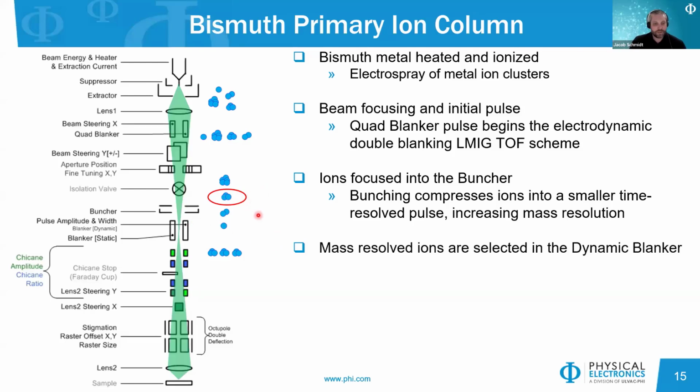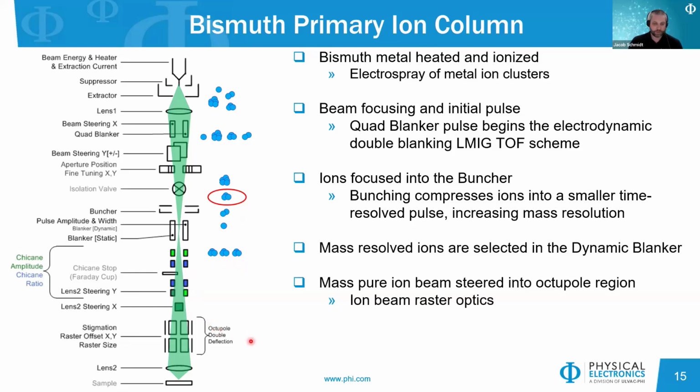The ions will then travel into the dynamic blanker, which can be used to select one of the individual primary ion species by preventing the other ones from propagating down the column. So at this point, we are able to create the mass pure ion beam. This mass pure ion beam is then steered into the octopole region. And the octopole region is where we control the raster optics. Rastering is how you can scan a microprobe beam across a sample to analyze a larger area. Finally, the mass pure ion beam is focused through a lens onto the sample surface.